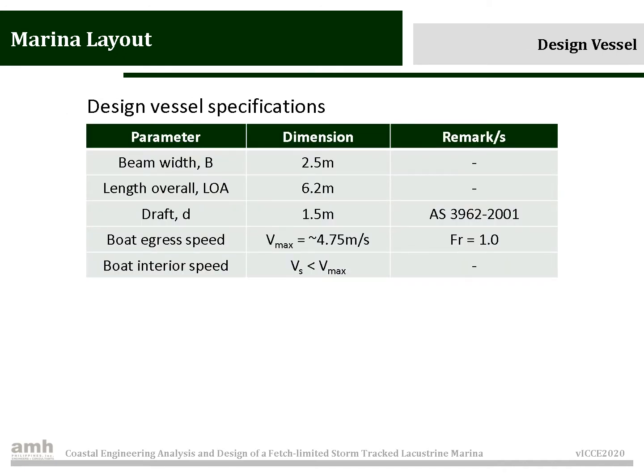From the list of prospective vessels that will use the marina, we came up with a design beam and length overall of 2.5 and 6.2 meters respectively. The draft of 1.5 meters was assumed based on Australian Standard 3962-2001, and from the recommended Froude number of 1.0 of ASCE for designing small craft harbors, a limit speed of approximately 4.75 meters per second can be set as the boat egress speed. Navigation within the marina should be restricted to less than the calculated limit speed.